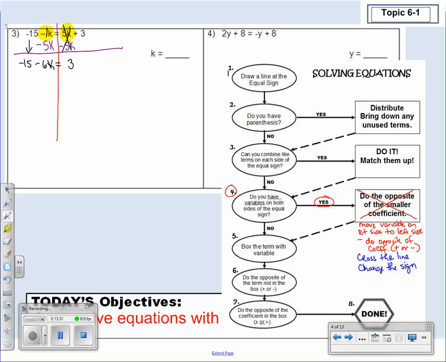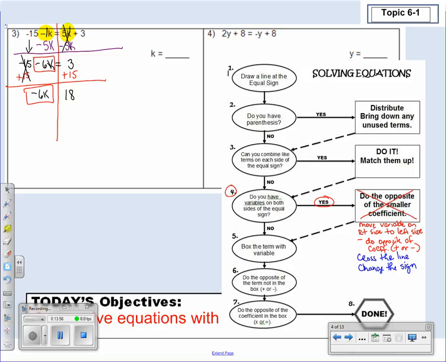Now we will box our term with the variable. That's a negative 6k. Do the opposite of the term not in the box. That'll be a positive 15. Negative 15 plus positive 15 is 0. We still have a negative 6k inside our box. And then 3 plus 15 is 18.